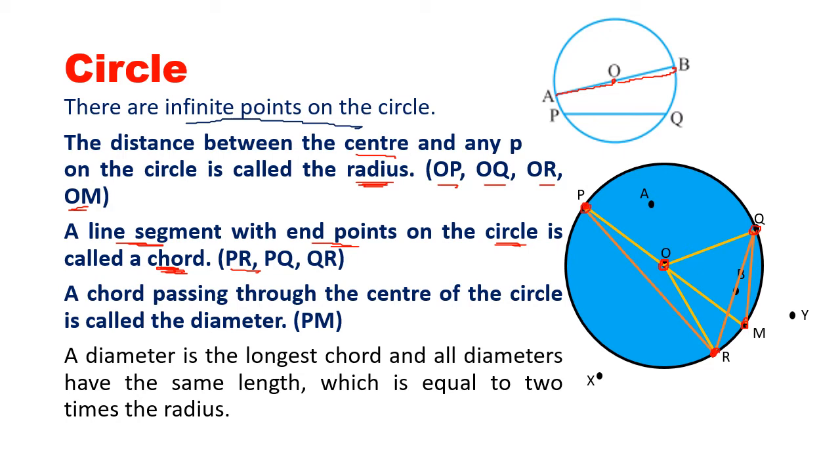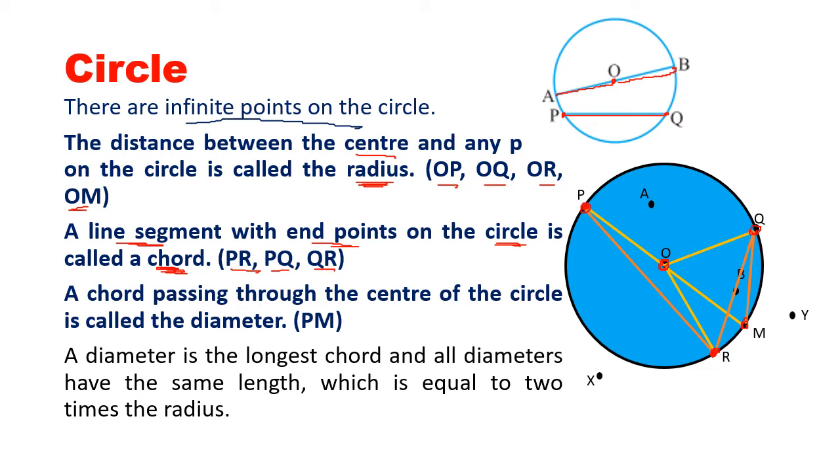So the orange color PR is a chord, PQ is a chord, QR is a chord, QM is a chord. All these are chords. Why? These are line segments whose endpoints lie on the circle. So see the diagram carefully. See which are the radius. The yellow colored lines are the radius, and in this diagram also PQ is a chord because the endpoints of this line segment lie on the circle.